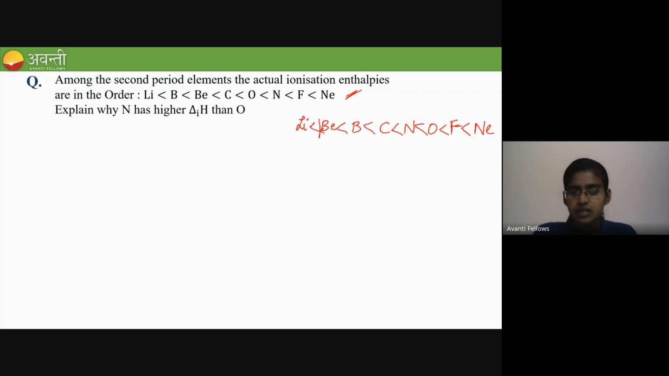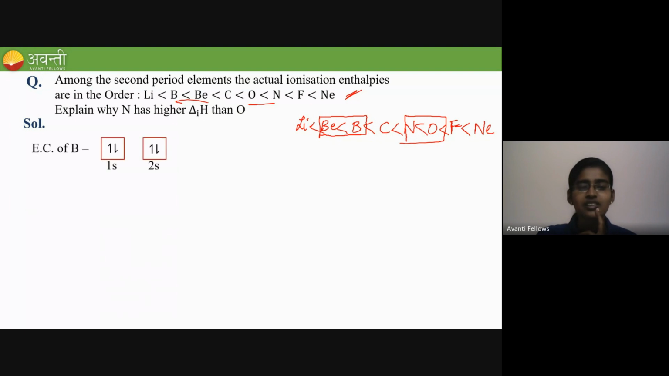But there is an exception arising between nitrogen and oxygen. So this is the order observed. So we know the reason. Just now I have taught you, right? Now you tell me why nitrogen has a higher ionization energy value than oxygen. In a single word, can anyone explain me the answer for this? Nitrogen is half. Very good.